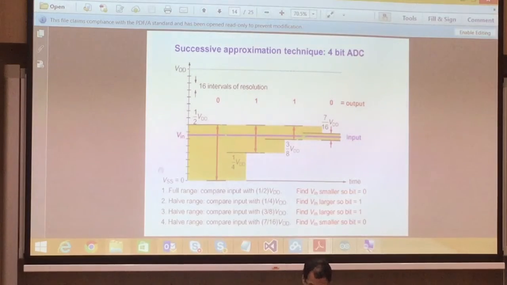The first step, you compare with half VDD. Because now V here is below, your first bit is 0. Then you compare with the quarter VDD here. Now because the V is above, your bit is 1. Then you compare with the, sorry, 3/8 VDD. So on.